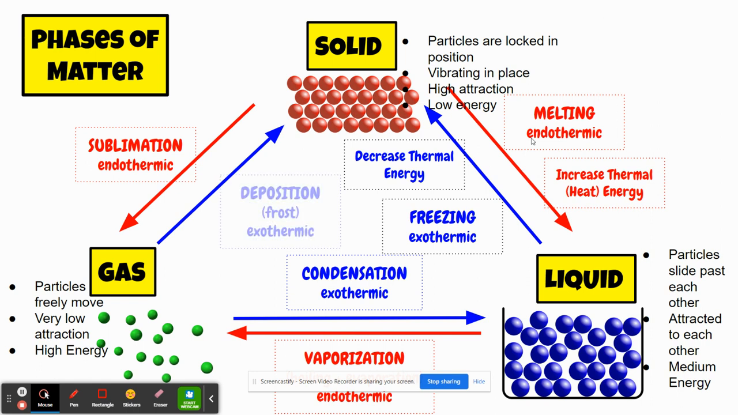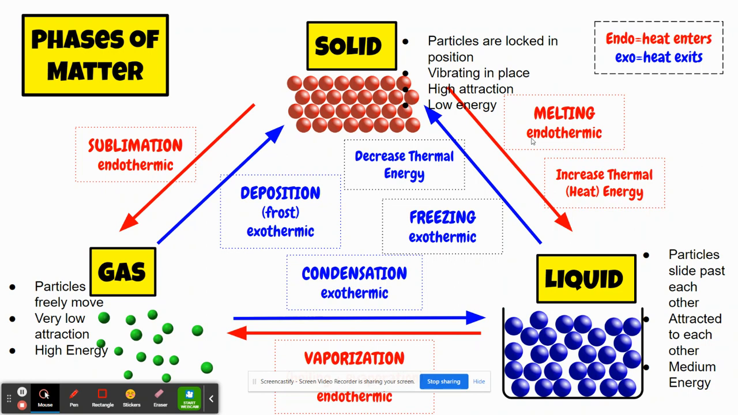And the last box is up in the top, and it is called endo, heat enters, exo, heat exits. So that's our last box of writing there. This is the phases of matter triangle. These are the different phases they can be that you are going to be looking at. You've already seen some in the classroom already. You're going to be looking at some more of these over the next couple of days in your lab.